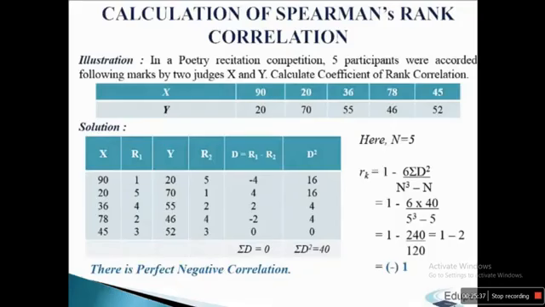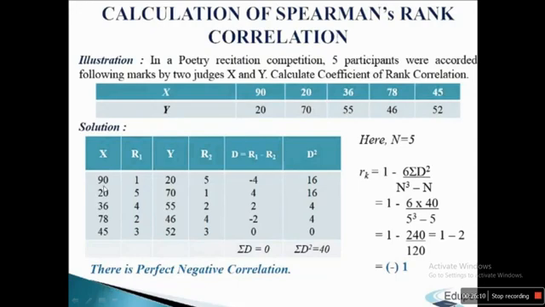Quickly take this example. This is a poetry recitation competition. 5 participants were accorded the following marks by 2 judges X and Y. Calculate the coefficient of rank correlation. So now the data is in front of your eyes. There is X series and there is Y series. These are the marks of the 2 judges. 90 and 20 given to the first student, 20 and 70 to the second participant, then third, fourth and fifth. So that is how the data we have.